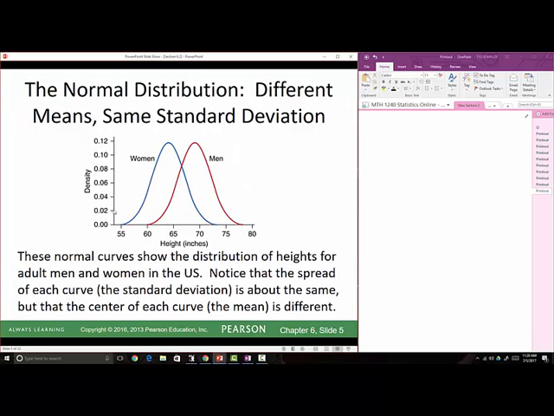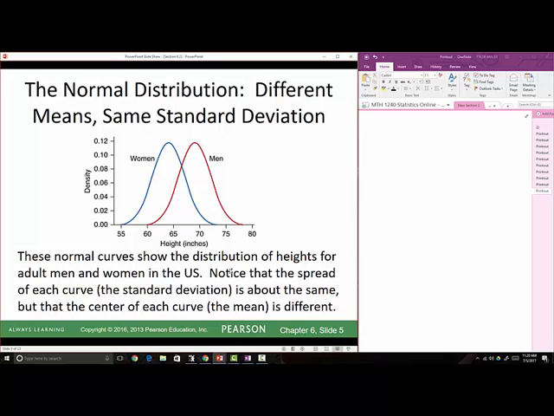On the next slide, we look at what two curves look like if they have the same standard deviation but different means. Here's an example for heights. We have women and men, and their normal distribution curves have the same standard deviation, but their means are different, where their center is different. So these normal curves show the distribution of heights for adult men and women in the U.S. Notice that the spread of each curve, the standard deviation, is about the same, but the center of each curve, the mean, is different. That's what we want to pay attention to here.